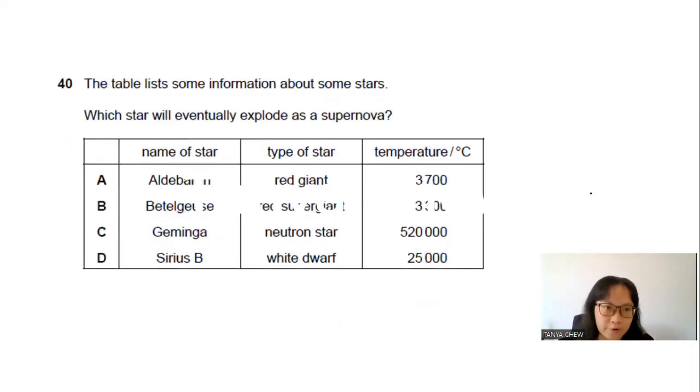Question number 40. The table lists some information about some stars. Which star will eventually explode as a supernova? Okay. I don't really memorize the names of the stars, but I look at the type of the star. The type of star that will explode as a supernova is a red supergiant, because if you are super big, then eventually you will explode as a supernova. So B is the answer.